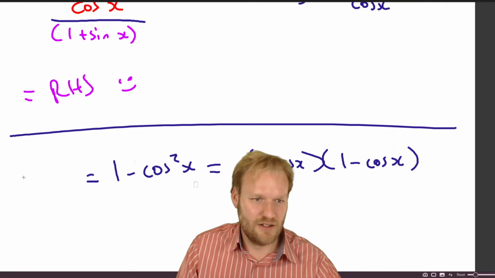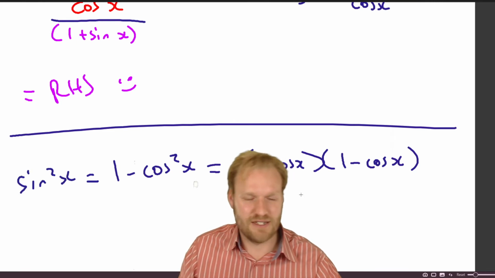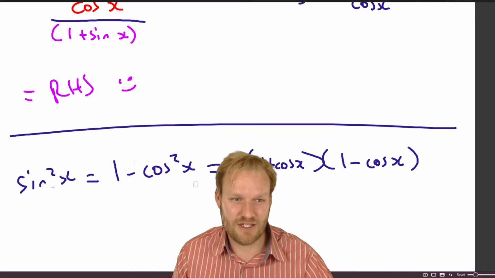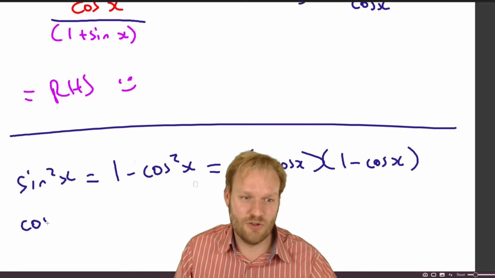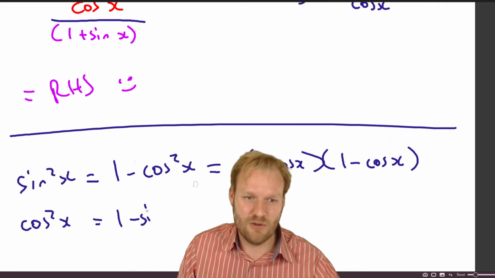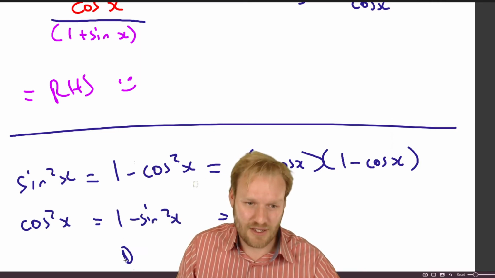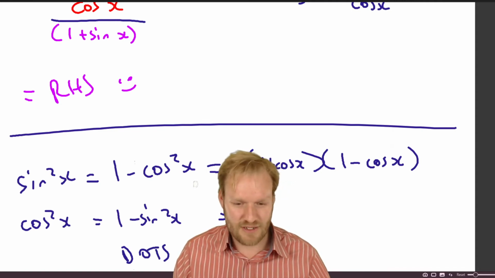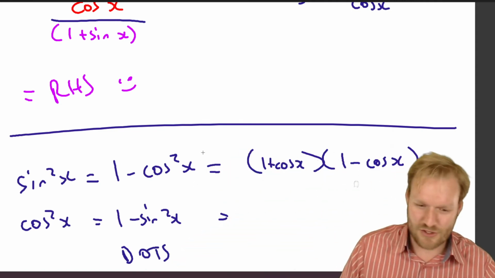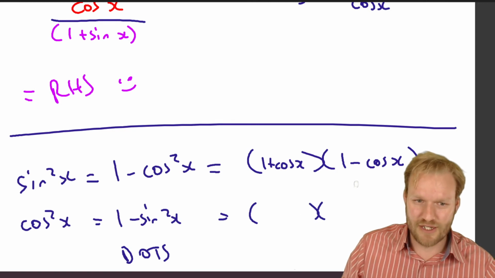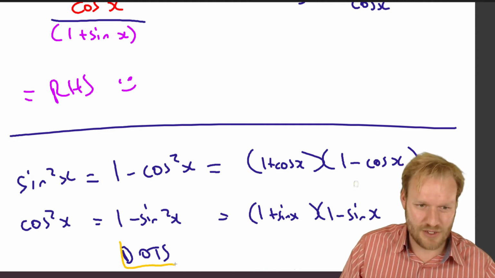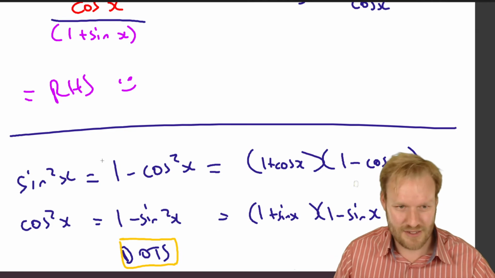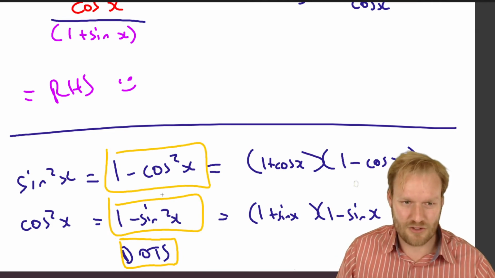So actually, this second identity expands even further. Sine squared x could be (1 plus cos x)(1 minus cos x). And the same for cos squared x equals 1 minus sine squared x. You need to think of this as a difference of two squares, so this could therefore be (1 plus sine x)(1 minus sine x). So this is the key takeaway from the question: see these as differences of two squares.